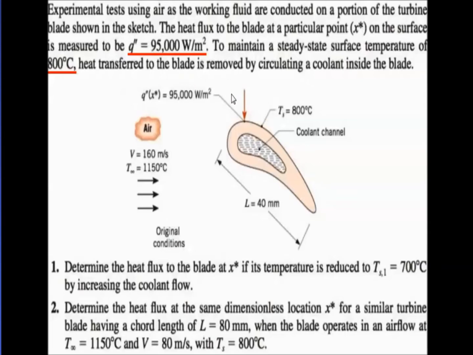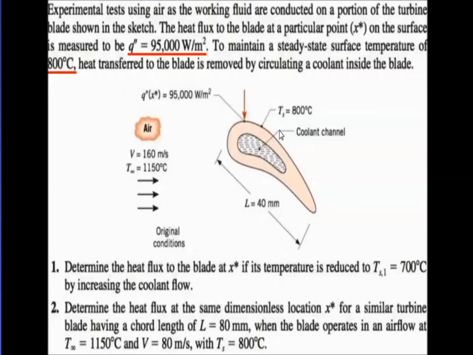So here's our sketch down here with the turbine blade. It tells us the heat flux to the blade at a particular point, x star, you see we have an x star that we're interested in here, on the surface is measured to be 95,000 watts per meter squared. So to maintain a steady state surface temperature given to us as 800 degrees Celsius, heat transferred to the blade is removed by circulating a coolant inside the blade. So we have a coolant channel down here in order to do that.